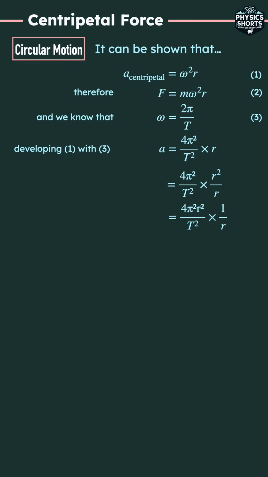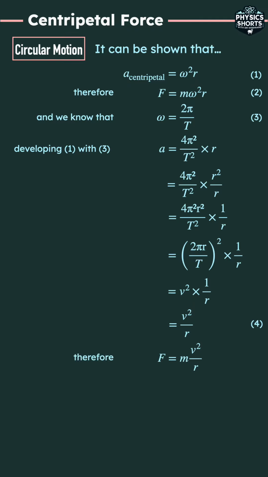And that gives us a is equal to 2 pi r over T, squared, times 1 over r, which is equal to v squared times 1 over r, equals v squared over r. Therefore, F equals mv squared over r.